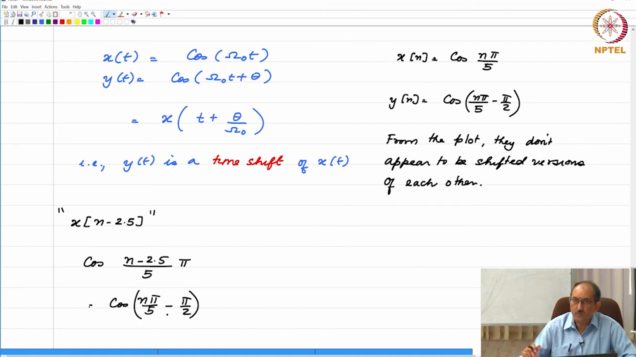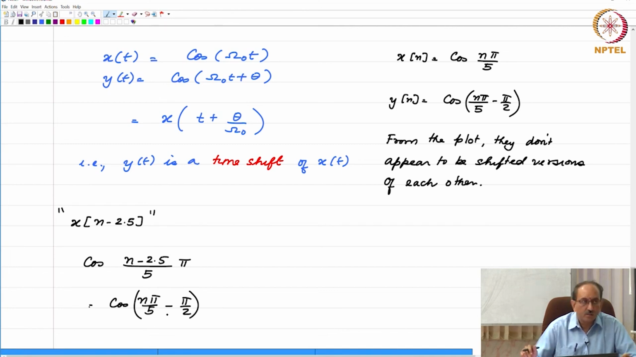Therefore, it looks as if the sequence y of n is a shifted version, except that the shift is not an integer shift. It is a shift by 2.5 samples. Right now, we don't know how to interpret what a shift by 2.5 samples is, right? Because we are used to things being defined on a set of integers. So when you delay or advance a signal, you can shift to the left or to the right by an integer number of samples. So what does it mean at all to shift by an integer plus fraction?